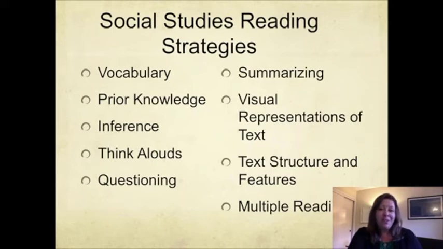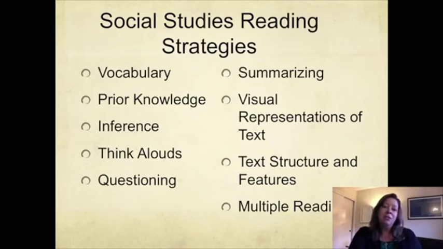Building on prior knowledge, that example I gave you earlier. Inferencing, using think-alouds, questioning as you go through a text with students is often helpful. Summarizing text is one series of strategies to use with students to help them summarize. Visual representations of text is going to be very important for many of you. Teaching students specific text structures in social studies and text features. Social studies texts have features such as maps, graphs, graphics, pictures, photographs, drawings, and they also have things like headings and subheadings and captions, and we need to explicitly teach our students when to examine those things.